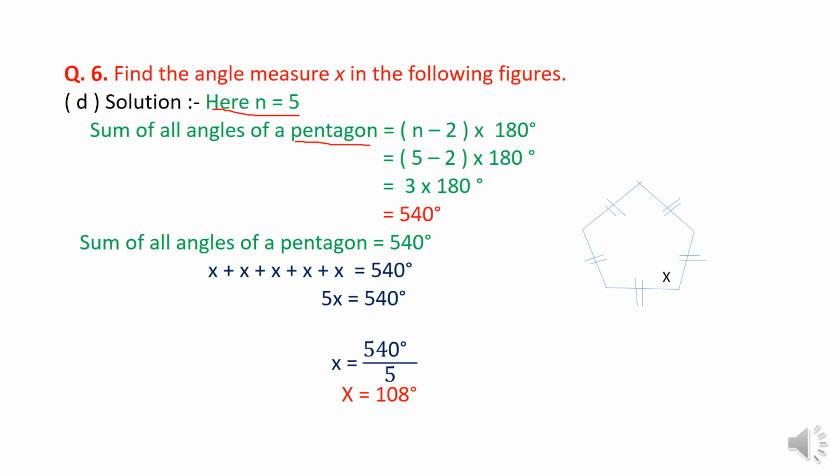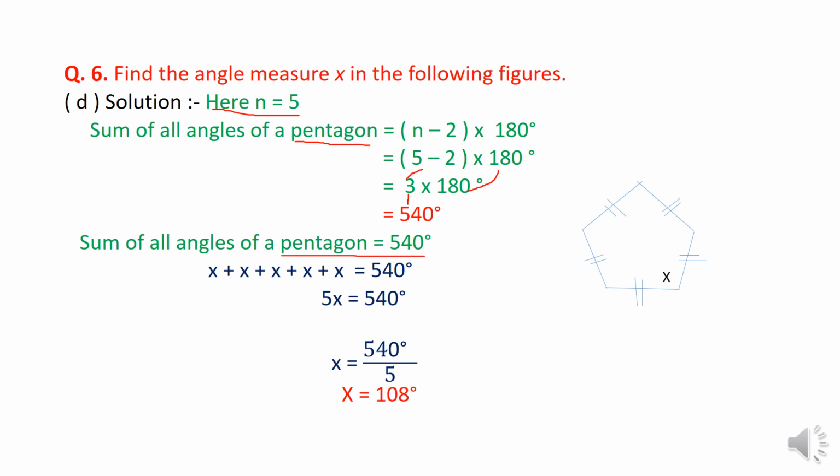So here n you have got 5. So what we will do here? n is 5, minus 2, multiplied by 180. So 5 minus 2, how much you will get here? 3, and this 180 will be as it is. So that is 3 multiplied by 180. So how much it will become? 540. So the sum of all angles of a pentagon, we have already got 540.